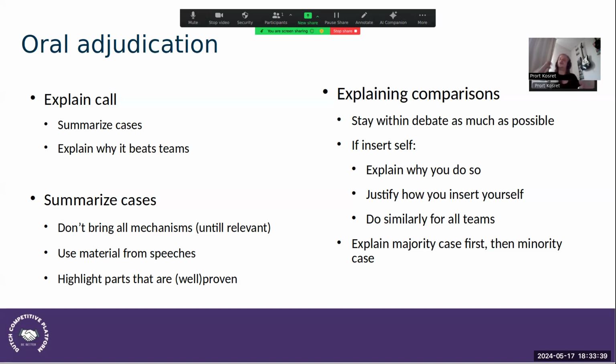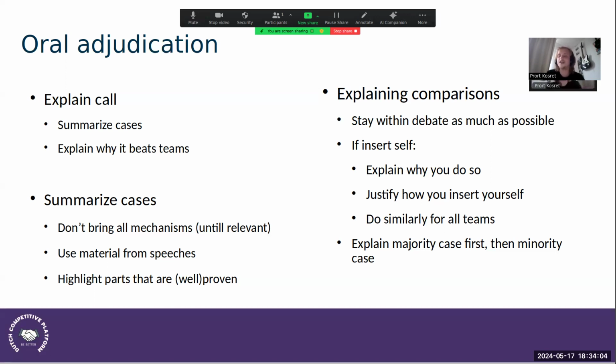So you can say, no one in this debate, or no one in this clash, explains to me why I should find X more important than Y. So now I, as a judge, need to insert myself to explain, or to think about, why I think one team beats another team. Then you just justify inserting yourself. You justify that the people didn't do a good enough job, and therefore you need to do this.